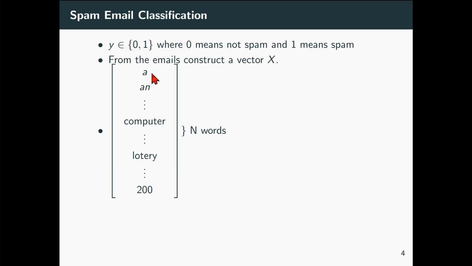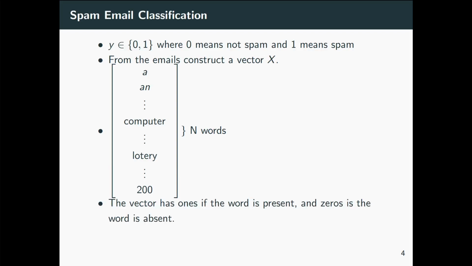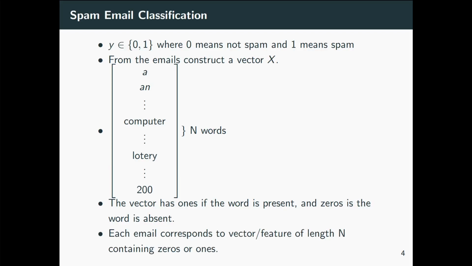Let's say if "a" does not occur in an email, then you put a 0 here. If "and" does not occur in an email, you put a 0, so on and so forth. If "computer" occurs in that particular email, you put a 1 here. Note that we're not talking about the counts as such, we're only talking about presence or absence. So this is just a binary case, although you could look at the counts also. Thus each email will now correspond to a vector, or feature, of length n, which is a binary vector.